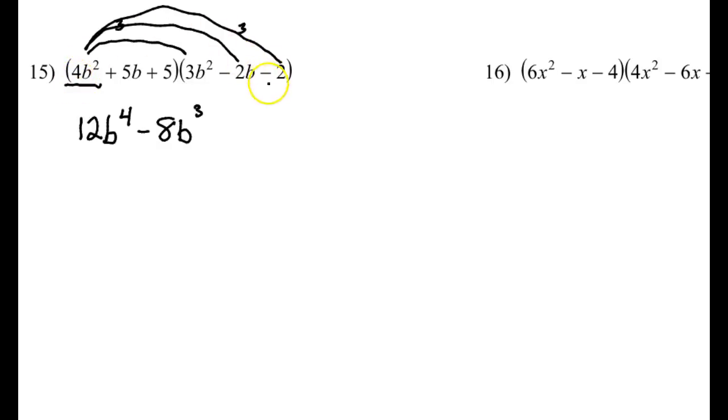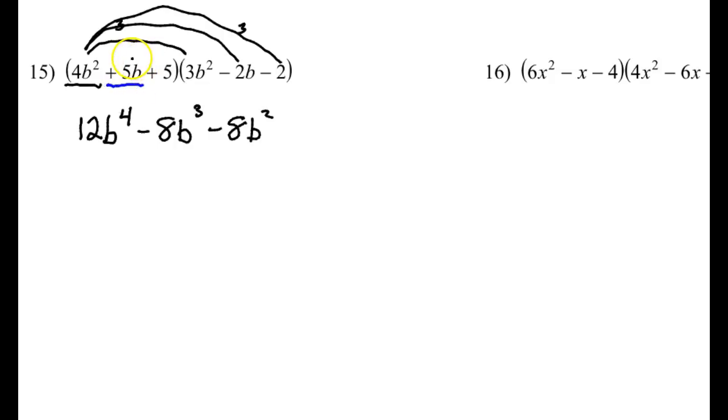Okay. 4b squared times negative 2. So 4 times negative 2 is just negative 8, and then the variable stays the same. So that's a third of the way done, and we have to just repeat it. It's very repetitive, very detailed work. You have to make sure every little exponent's correct.